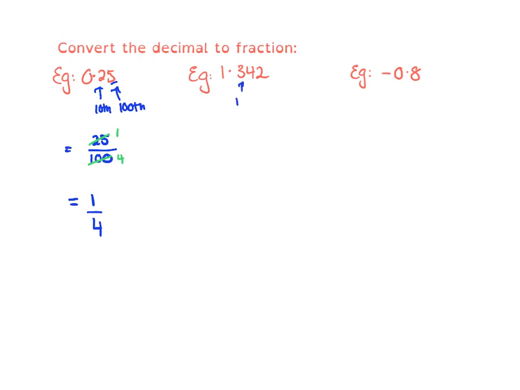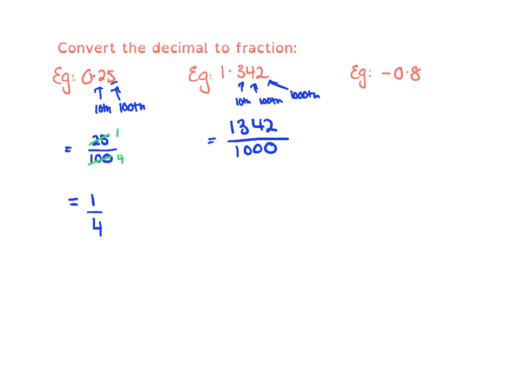Okay, so let's look at this next one. So this would be the tenths, this is the hundredths, and this is the thousandths. So the thousandth spot is the last one. So I'm going to write the number 1342 over 1000.